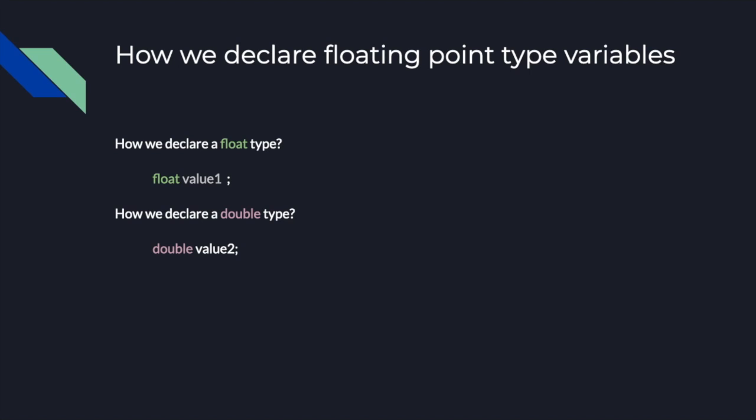How do we declare a double type? Double value 2. So remember, we start with the type first, then what we want to name that variable. That's how it works in Java. Different languages have different syntax for declaring variables, but it's basically this.